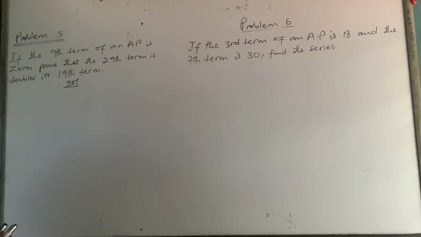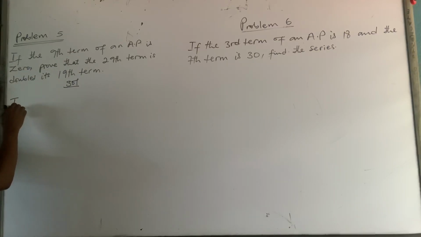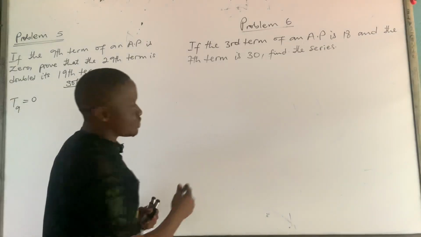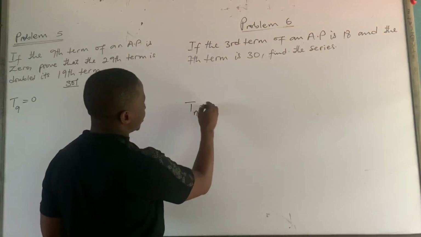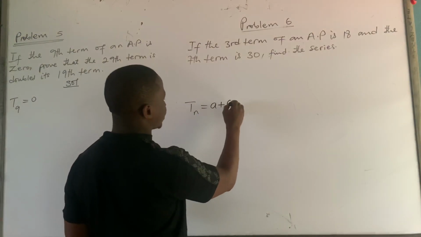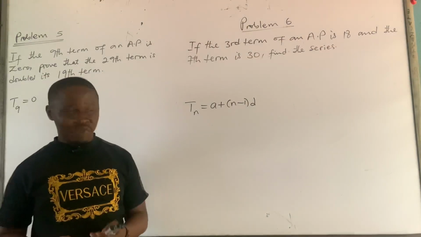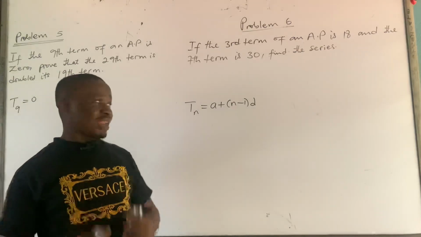If the ninth term of an AP is 0, prove that the 29th term is double its 19th term. All right. So the ninth term is 0. Let us establish this one. T subscript n is equal to a plus n minus 1 multiplied by d. This is the general term of an AP. This is the nth term of an AP.